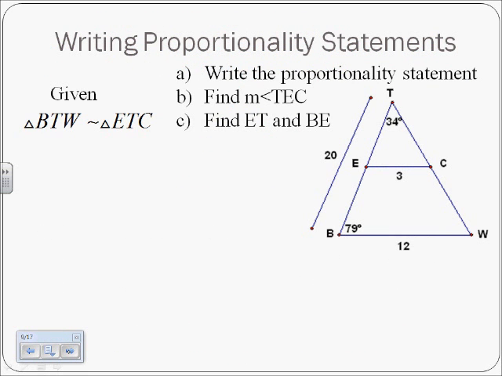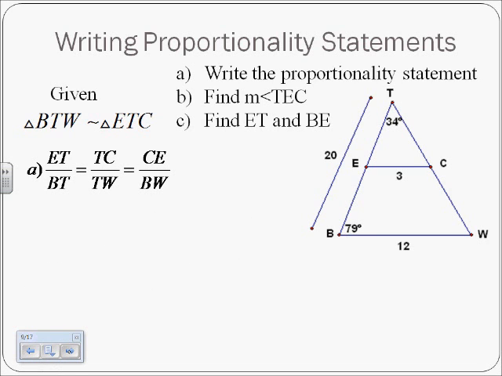All right, different type of problem. It says, given that we know already that the two triangles are similar, BTW is similar to ETC. First part A says write the proportionality statement. B says then find the measure of TEC, and then lastly find the lengths of ET and BE. So the proportionality statement will have all of the sides being proportional.